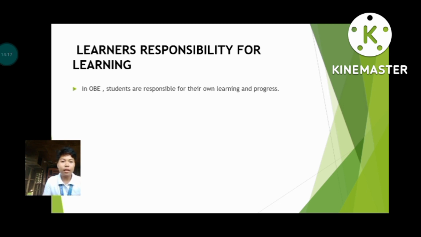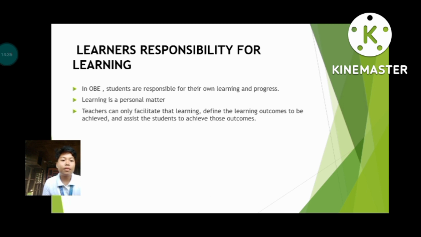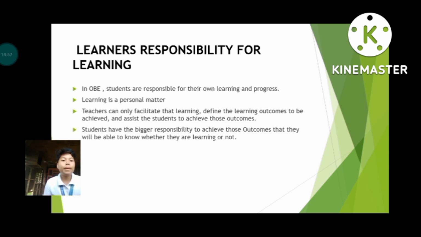Learning responsibility in OBE. In OBE, or outcome-based education, students are responsible for their own learning and progress. Learning is a personal matter that the students have to gain. Teachers can only facilitate the learning, define the learning outcomes to be achieved, and assist the students to achieve these outcomes. The teacher will help the students to learn more in any kind of lessons so that the students will be ready for their future. Students have a bigger responsibility to achieve the outcomes, so that they will be able to know whether they are learning or not.